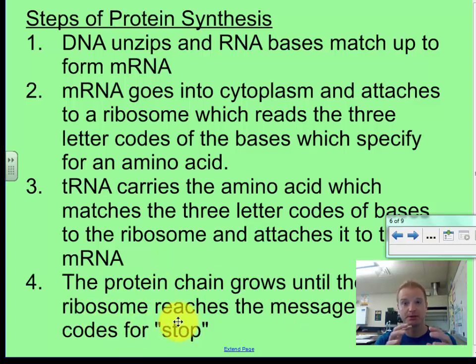Again, these amino acids are the building blocks of proteins. Some proteins are just a few amino acids, some are dozens, and there are hundreds of different combinations of amino acids put together to form one protein.